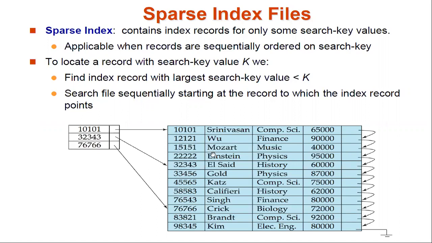Okay, so you don't need to have the entire set of search key values corresponding to your sequential file. You can have a set of values, and from that you can search for a particular record in the file. Here you can see the sparse index contains index records for only some search key values. It is not necessary to have all the search key values. It is applicable when records are sequentially ordered on search keys.